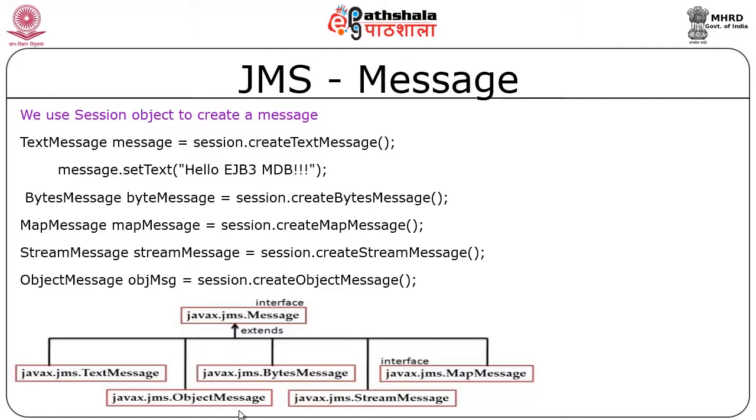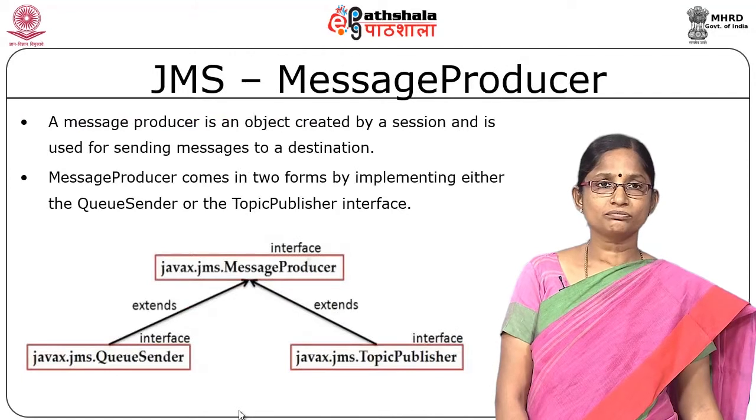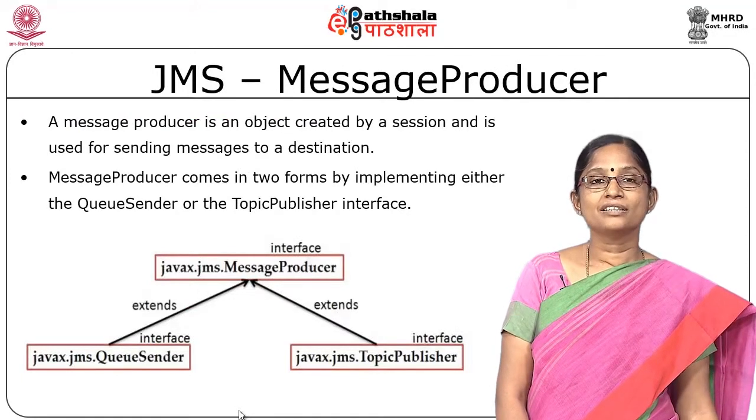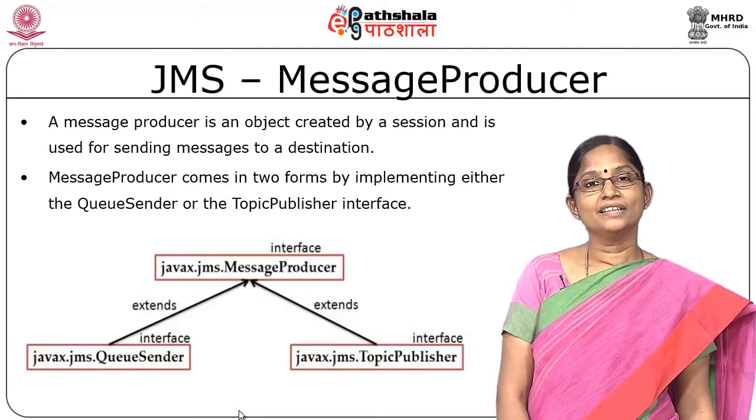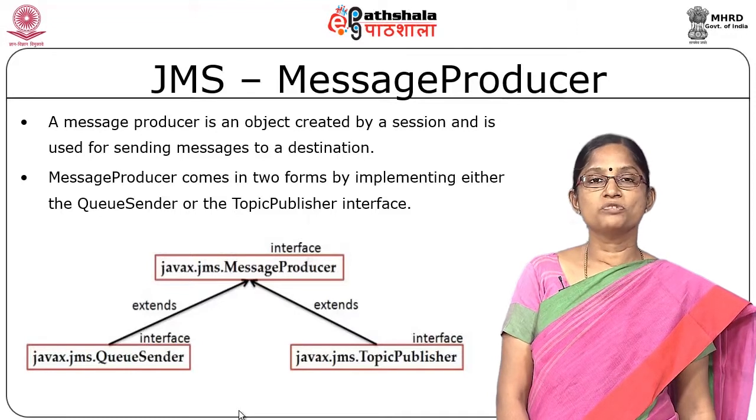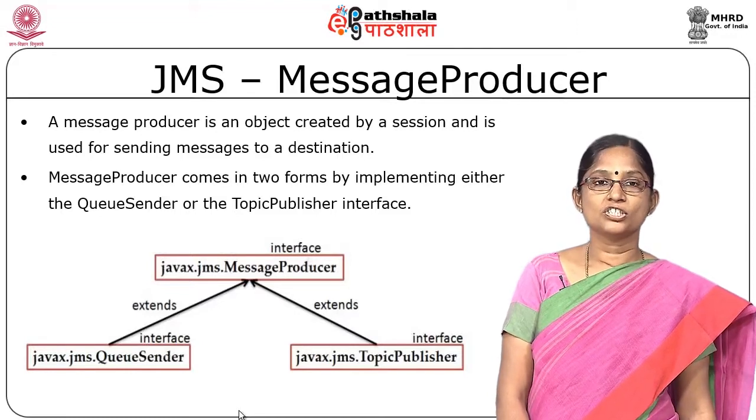So, if we go through the message interface, this message interface has been extended by 5 different messages, that is text message, byte message, object, stream and map message. All of these are subclasses of this message superclass. Now, we have seen that the message producer produces the message and places it in the destination. On the other hand, message consumer consumes this message from the destination. This is what we have seen earlier in the programming model.